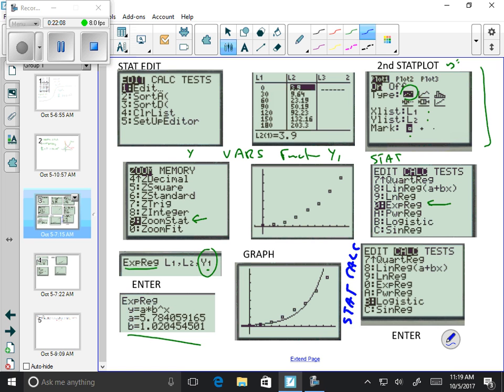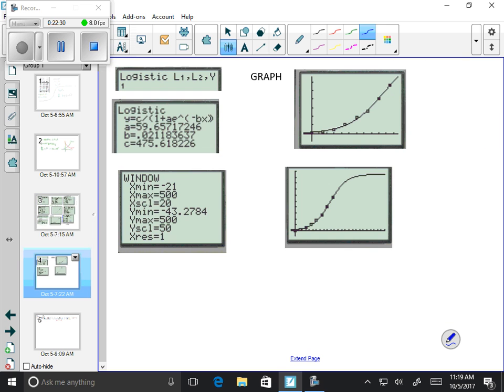Stat calc to get to this one, and somewhere down here you're going to see a term called logistic. And hit enter. Okay. Now, I don't know, this is what the TI-83 looks like, but it probably comes up like the screen before.